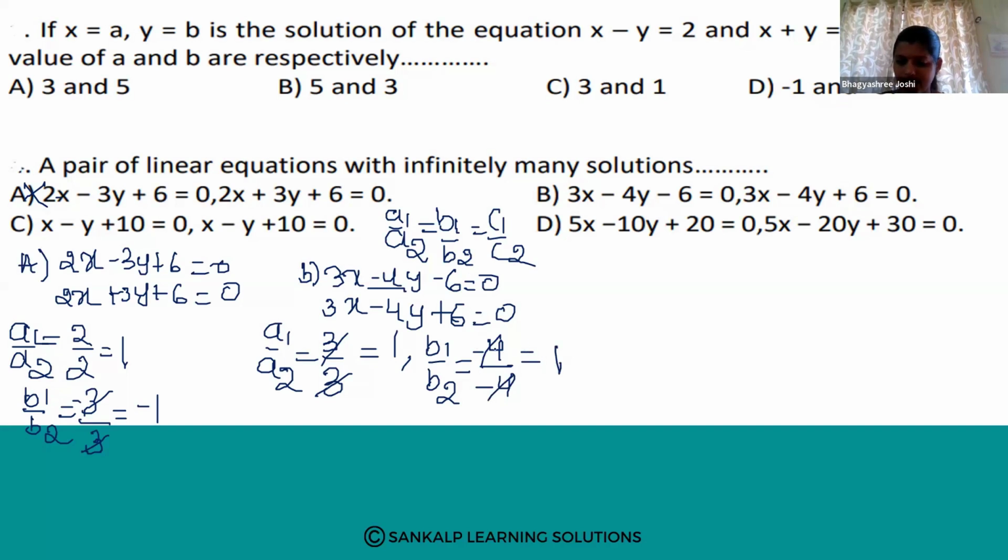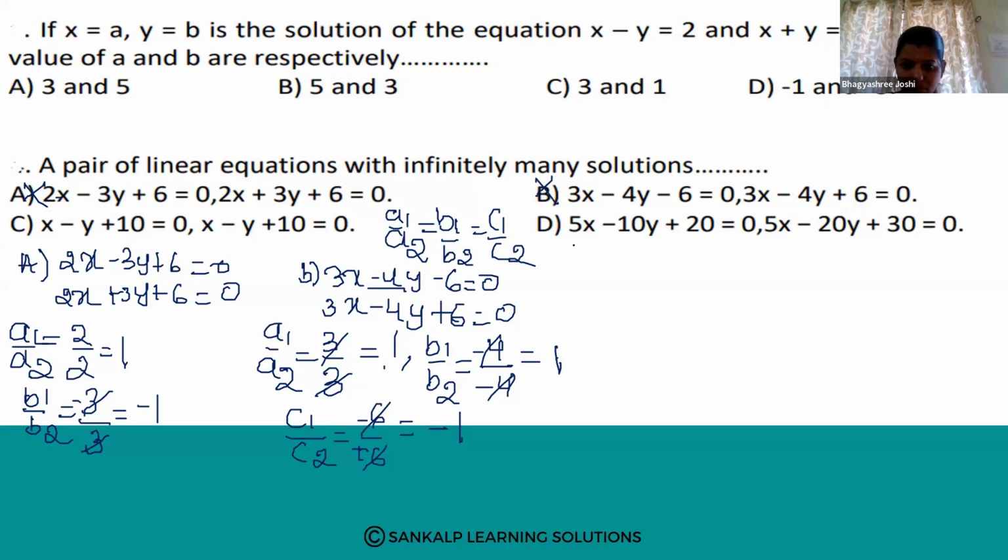Yes. Next, check C1 divided by C2, because we want all the ratios equal. C1 value is minus 6, C2 value is plus 6. So 6 and 6 will get cancelled, but you will get minus 1 here, right? Here A1 divided by A2 is equal to B1 divided by B2, but it is not equal to C1 divided by C2. Therefore, this option is also wrong.